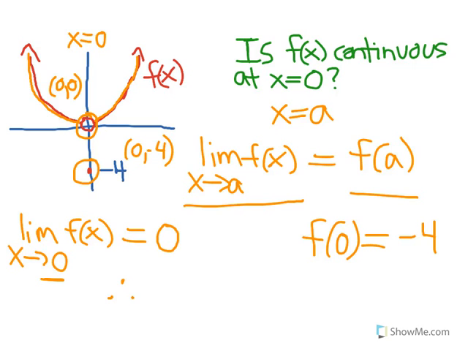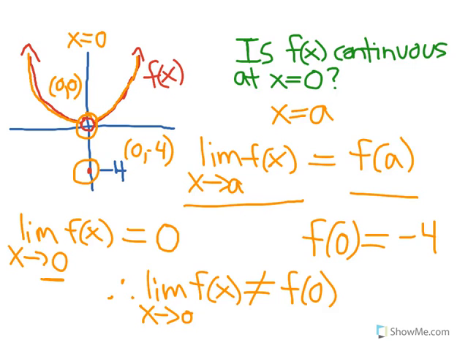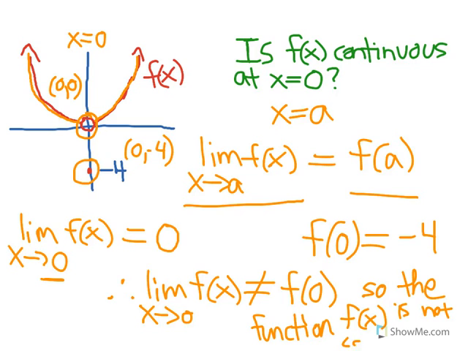Therefore, the limit as x approaches 0 of f(x) is unequal to f(0), because the left side is equal to 0, the right side is equal to -4. So the function f(x) is not continuous at x = 0. So again, we're always looking for two things.